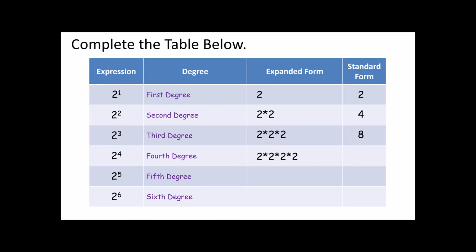2 to the fourth says take 4 of them, 16. 2 to the fifth says take 5 of them, which is 32. And 2 to the sixth says take 6 of them, which is 64. Now, I can tell you that it is very, very common for math teachers to use these particular exponents a lot. The base of 2 with the exponents 1, 2, 3, 4, 5, and 6.